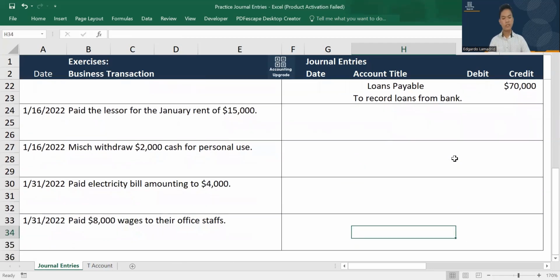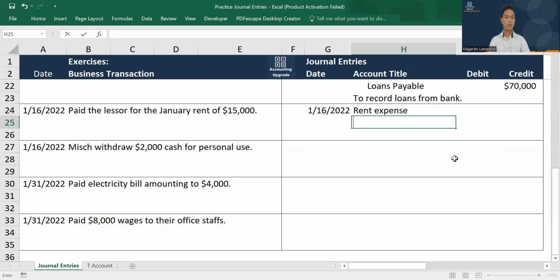Alright, we have 4 transactions left, so let's go to the next one to finish it out. This transaction is dated January 16, 2022, and it says here that the company paid the lessor for the January rent of $15,000. So let's identify again the related account on this transaction. Since it is a rent, we will recognize a rent expense for January. And since the rent expense is to be increased, we will debit it by the amount of $15,000.